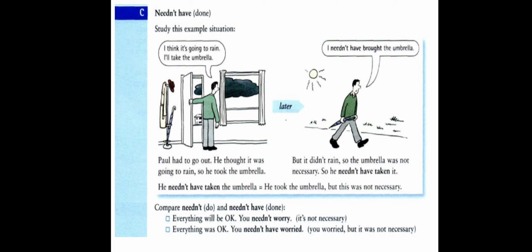Part C, we have here needn't have done. It means needn't plus have plus past participle, and it is used for the past. Study this example situation. I think it is going to rain. I'll take the umbrella. The person says, I think it is going to rain. I'll take the umbrella.